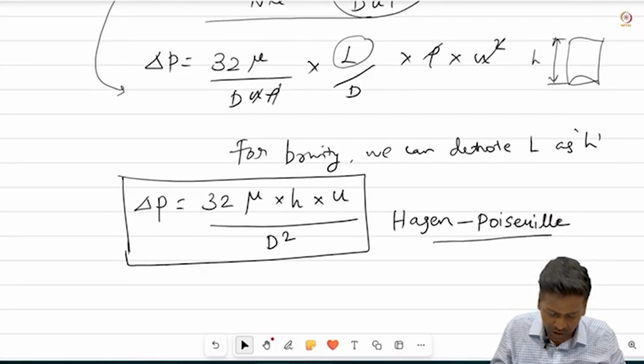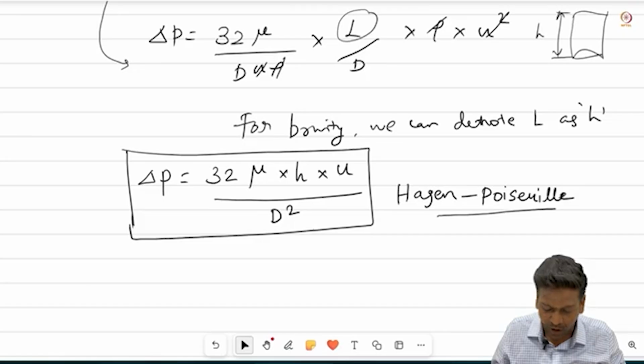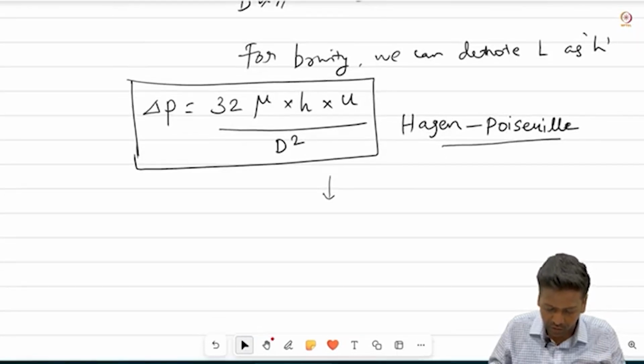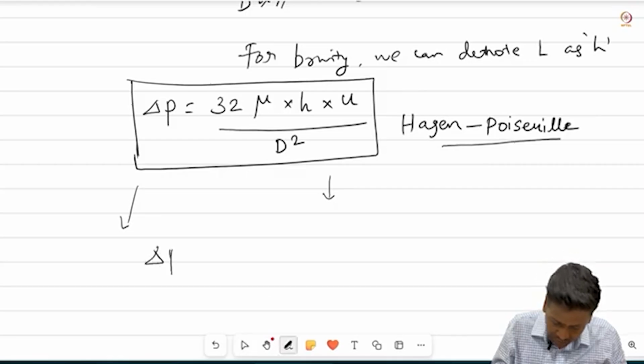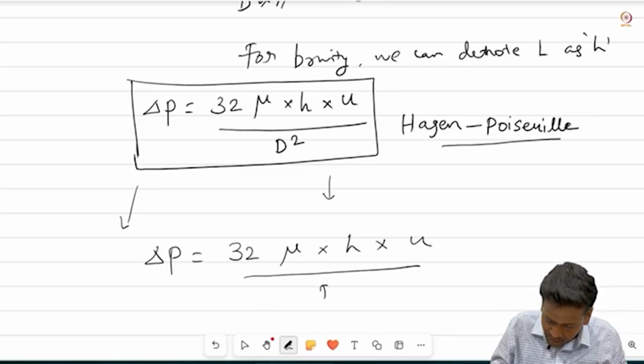In that case, one would obtain the equation which is popularly known as the Hagen-Poiseuille equation. This equation is quite familiar to all of us, right? So from here, how do we proceed? Let's write this equation. We know delta P is nothing but 32 mu H U divided by D square.